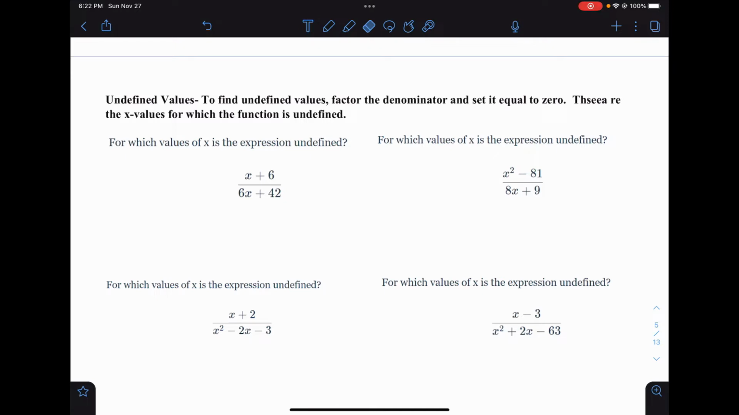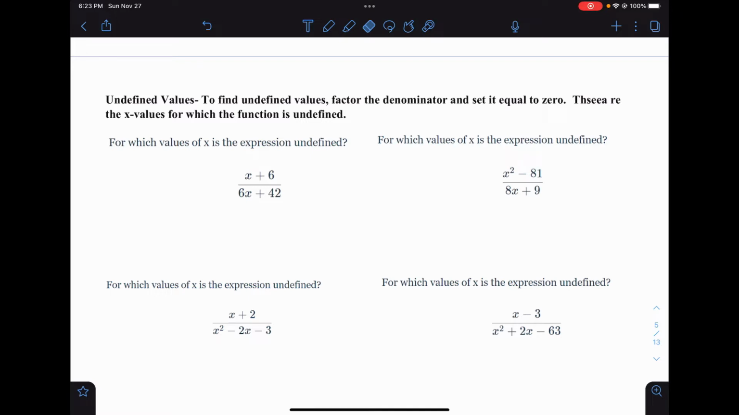So what is an undefined value? It's a value that makes the denominator of the expression equal to 0. We all are aware that in math you cannot divide by 0. So if a value makes the function such that you are dividing by 0, that would be an undefined point at that value.